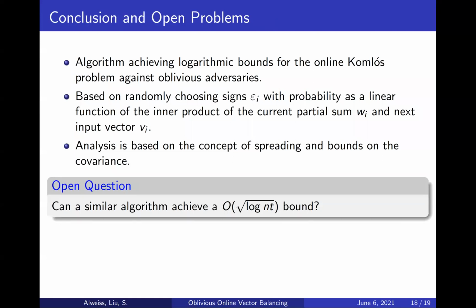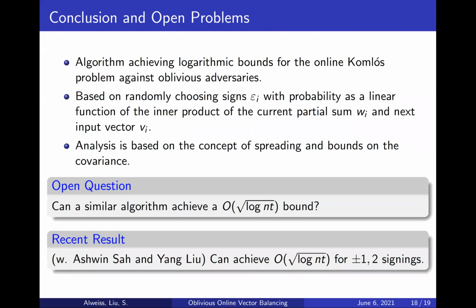And recall that the online Komlós problem against oblivious adversaries strictly generalizes the offline Komlós problem. And in recent work with Ashwin Sah and Yang Liu, we can achieve an O of square root of log NT bound, but there's a slight defect. We need a 2 signing. So instead of adding the vector plus minus v_i, we might need to add 2 times your vector v_i. And this is in the online setting and runs essentially in input sparsity time as well.